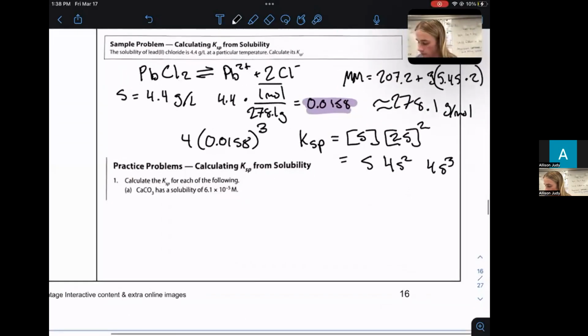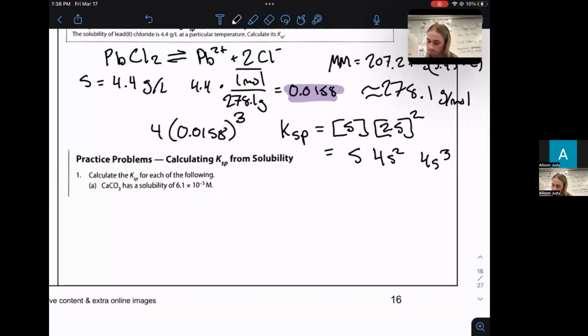I realize my s's look messy. Oh, so I did get that. I'm still confused. Where did the 4 and 3 come from? So when you square 2, you get 4. And then when you multiply s squared by s, you get s cubed. Why are we squaring? Because it's 2s, you have 2 times the molar solubility. Yeah, but why are we squaring?